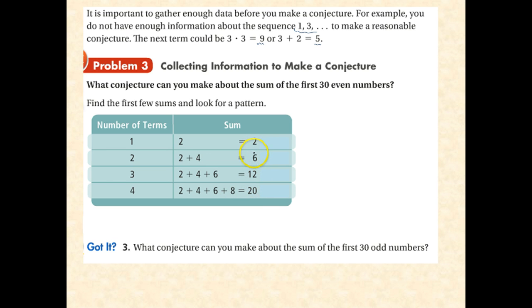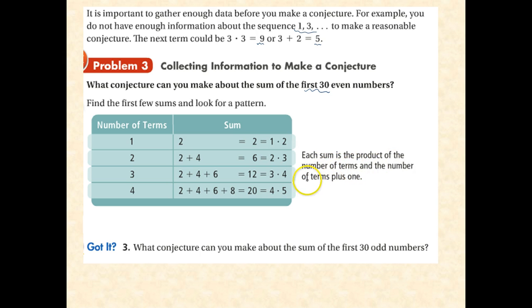So let's see. 2, we go up by 4, then we go up by 6, then we go up by 8. And next we would go up by 10, and then we would go up by 12. But to do the first 30 terms, we're going to have to go one by one if we do it that way. So maybe there's another pattern we can see. This one might not be super obvious at first, but for the first term, it's 1 times 2. For the second term, it's 2 times 3 is 6. For the third term, it's 3 times 4, which is 12. For the fourth term, it's 4 times 5, which is 20. So each sum is the product of the number of terms times the number of terms plus 1.